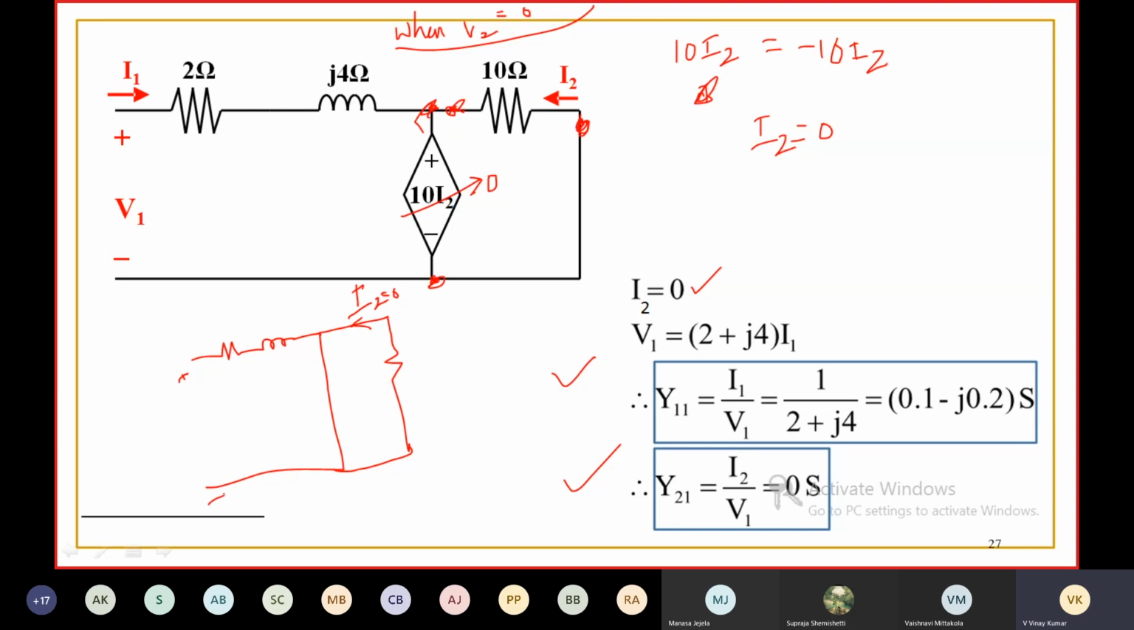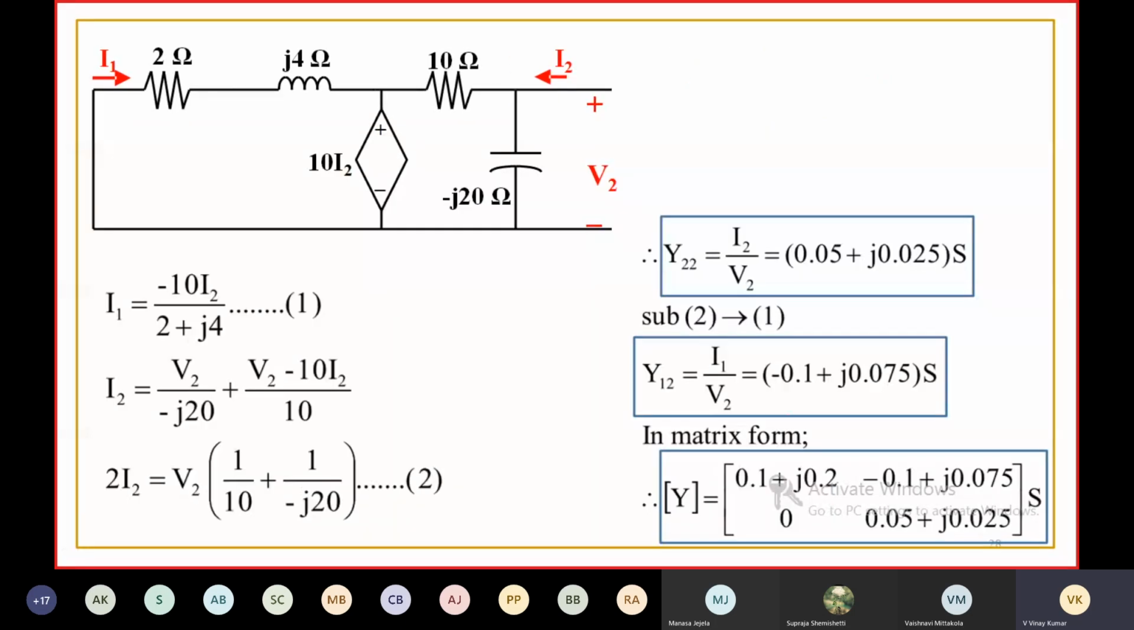Then the voltage between these two is V1. Here it is I1. Then V1 is equal to simply 2 plus J4 into I1. Then the ratio of I1 to V1 is 1 by 2 plus J4. Similarly Y21 is the ratio of I2 to V1. Anyhow I2 is 0, so 0 by V1 is equal to 0 Siemens.